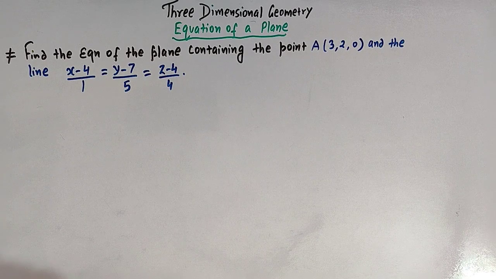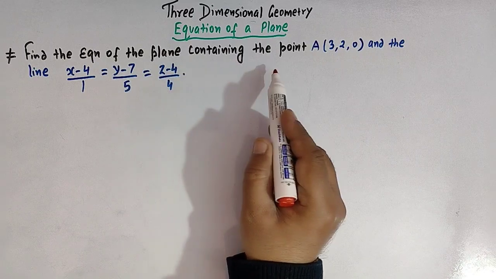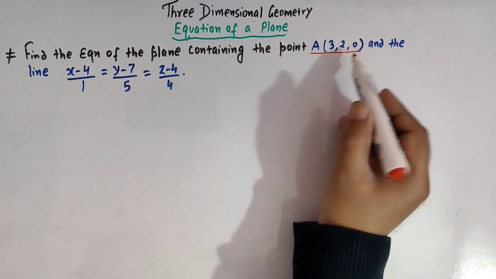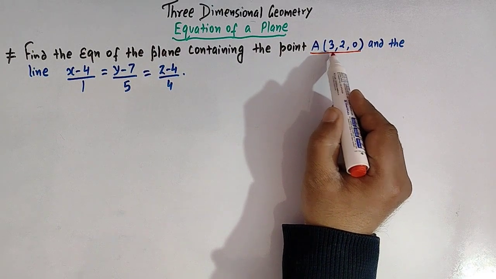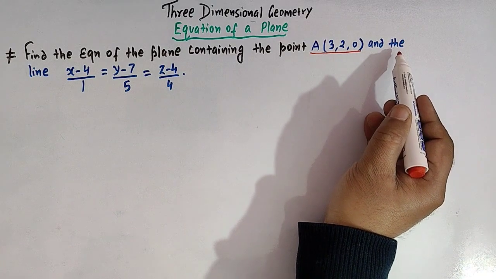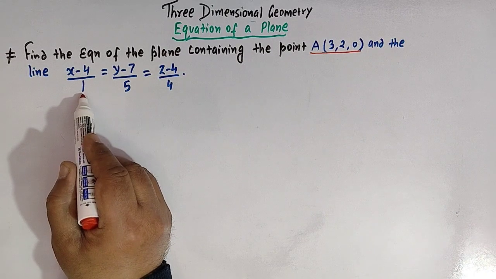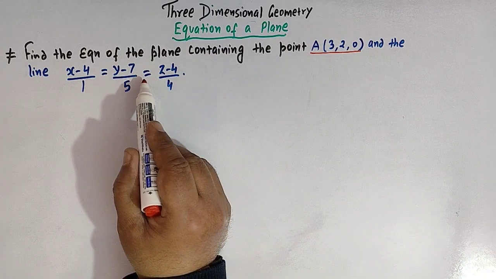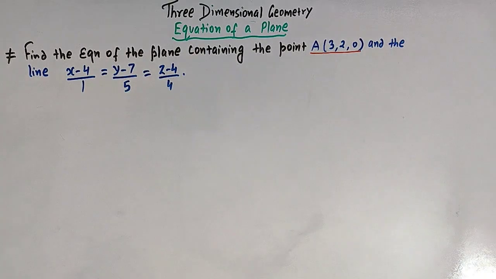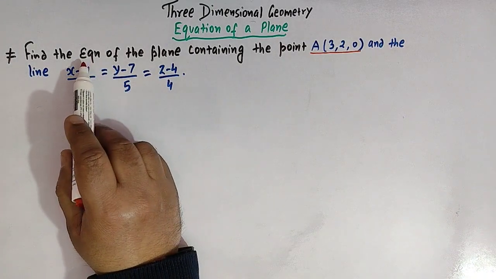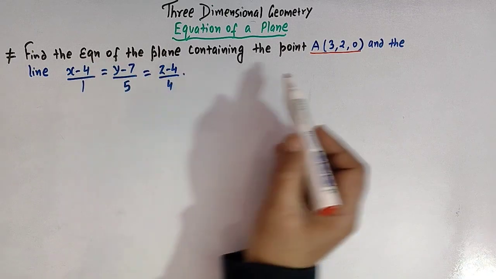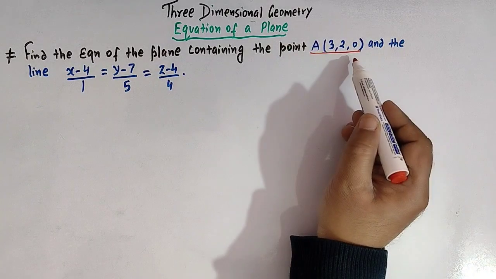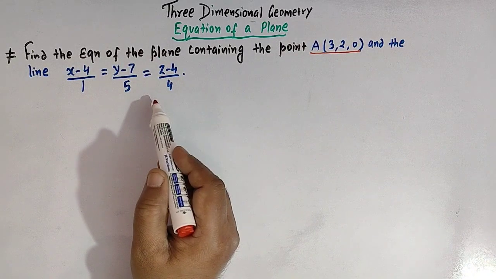Here we have to find the equation of a plane containing this point A, whose coordinates are 3, 2, 0, and the line (x − 4)/1 = (y − 7)/5 = (z − 4)/4. So here we need to find out the equation of a plane which contains this point and this line.